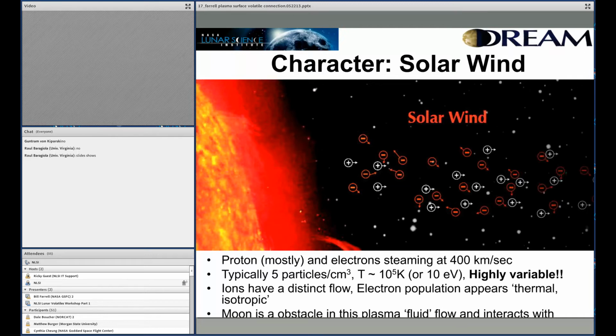Now, the density is about 5 particles per cubic centimeter, really not that much, but it's highly variable, both the density and temperature. And of course, the moon is an obstacle in this flow. And in fact, the plasma interacts directly with the surface.